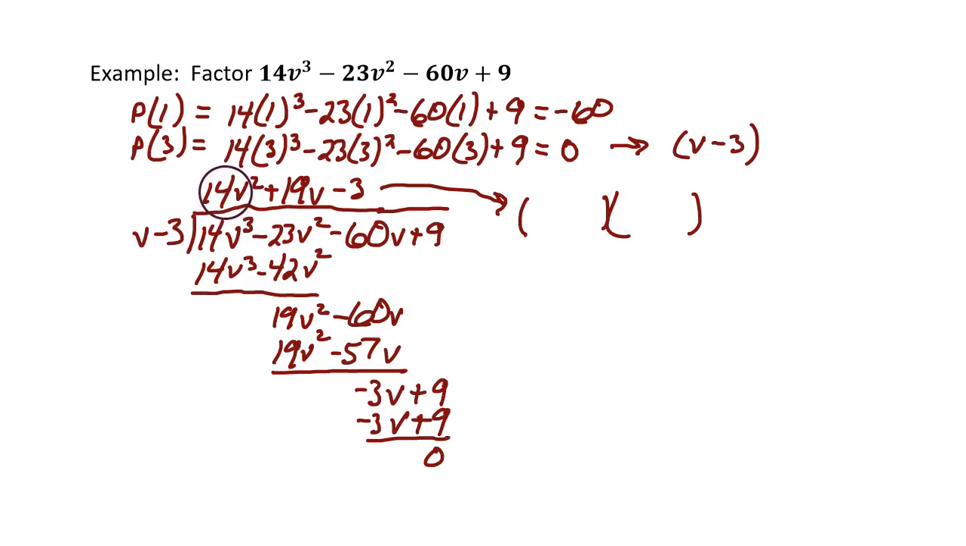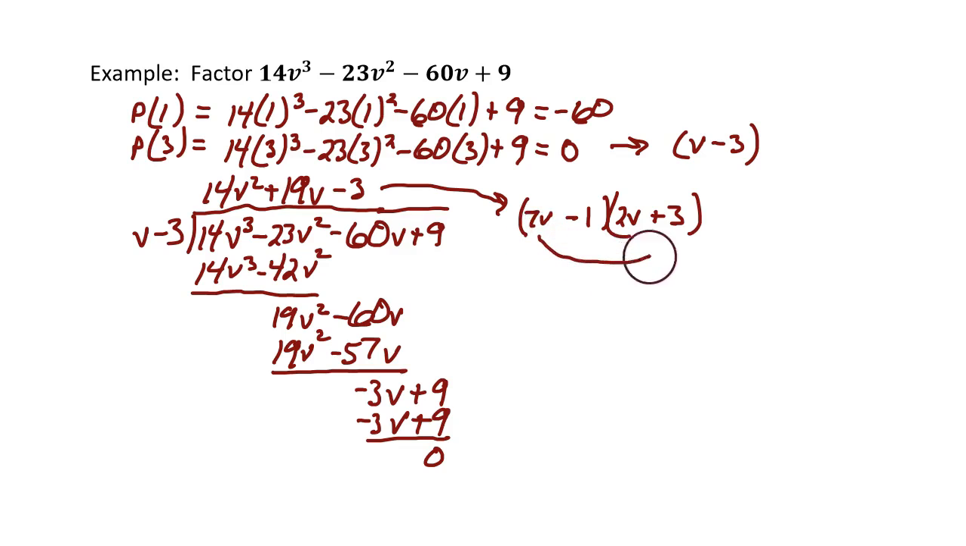Something times something to make 14v squared. There are different possibilities. Let's try 7v times 2v. Then, something times something to make negative 3. It could be positive 3 and negative 1, or negative 3 and positive 1. Pick one of the pairs of numbers and substitute into the blank places. I'm going to try a negative 1 here and a positive 3 here.